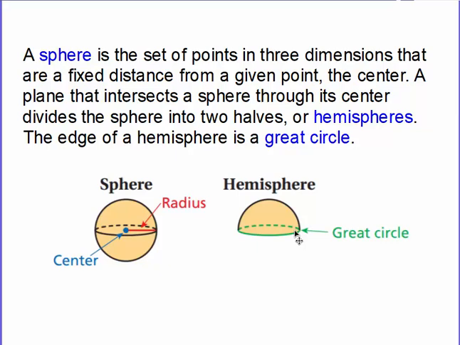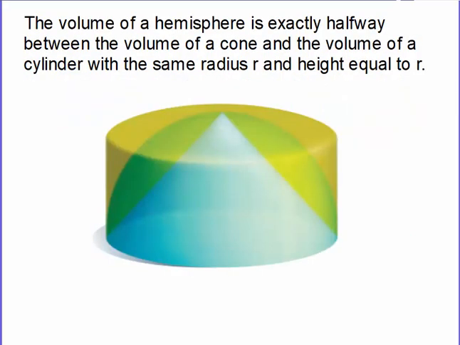And how do I find the volume of a sphere? Well, the volume of a hemisphere, which is half of the sphere, is exactly halfway between the volume of a cone, which we talked about yesterday, and the volume of a cylinder, which we talked about a couple of days ago. Only if that cone and that cylinder have the same radius and the same height.